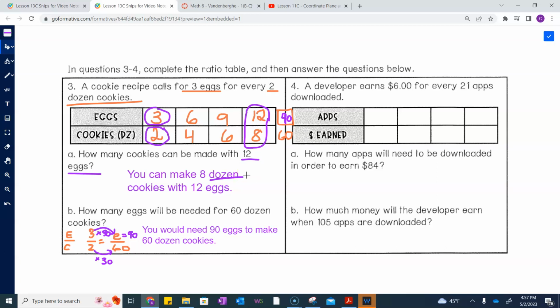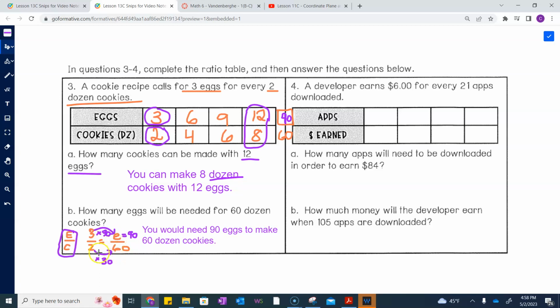All right, and now it says part B, how many eggs will be needed for 60 dozen cookies? So I did the equivalent ratio over here as eggs. I started in word form. I just abbreviated with some variables, E to C, eggs to cookies. I put 3 to 2 because that was the original ratio they gave me for the recipe. And then from there, I put E over 60. I used a variable for eggs.